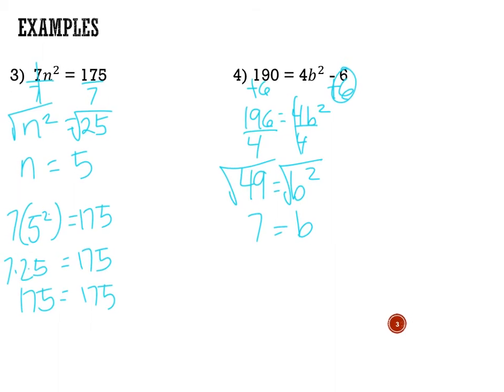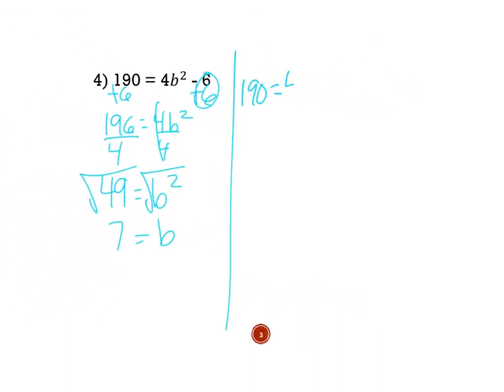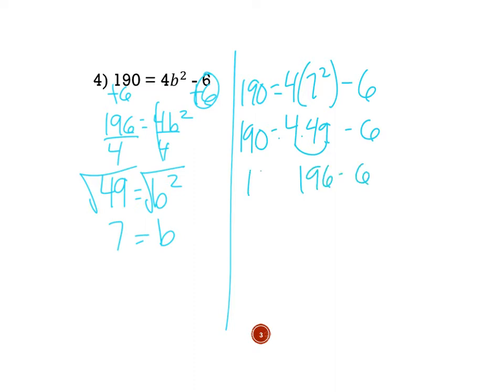So if I check it, 190 equals 4 times 7 squared minus 6. 4 times 49 minus 6. 4 times 49 is 196, minus 6 equals 190. So it checks out. So b equals 7.